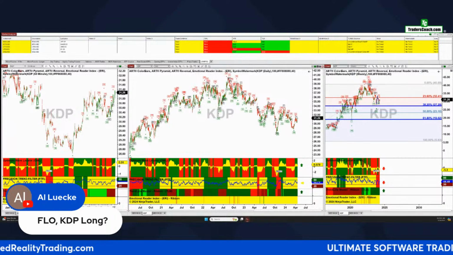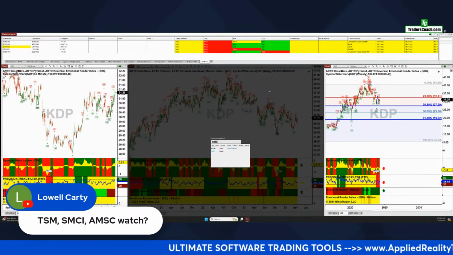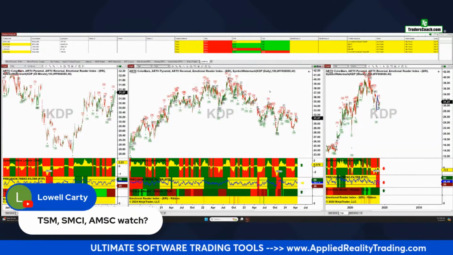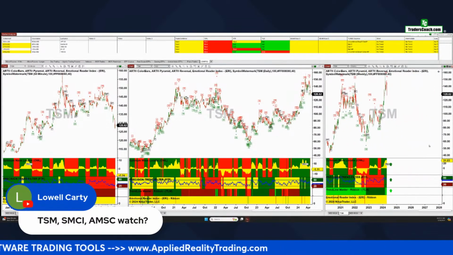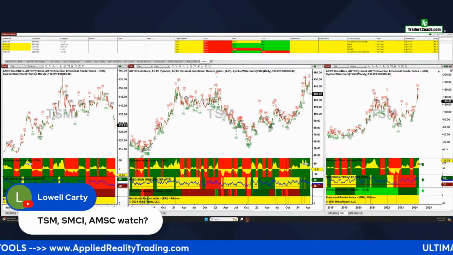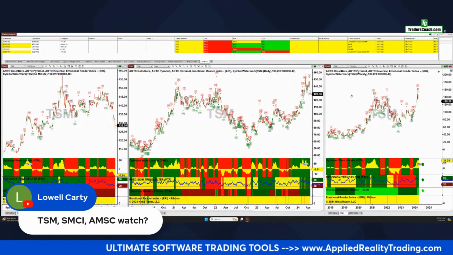All right, back to Lowell here. Lowell, TSM. Let's see what we got cooking on TSM. All right, so Lowell, I would not take a long trade, I think, on this yet. Okay, we got a red PTF in the 60, so we're in a profit taking stage. So bring that back next week.